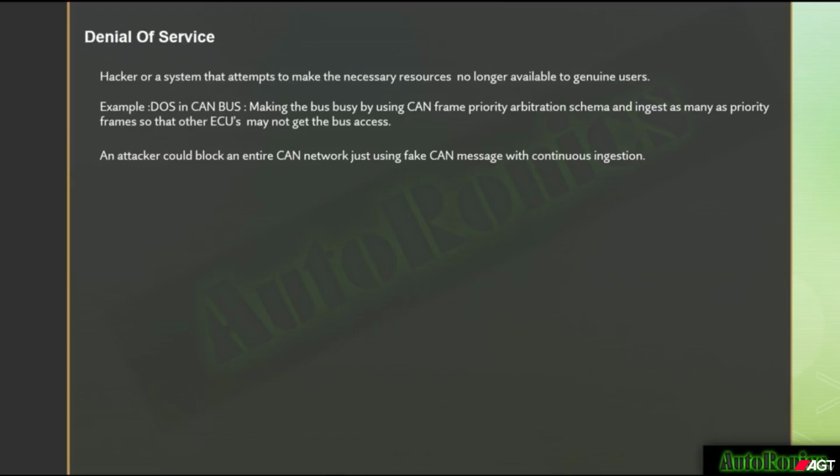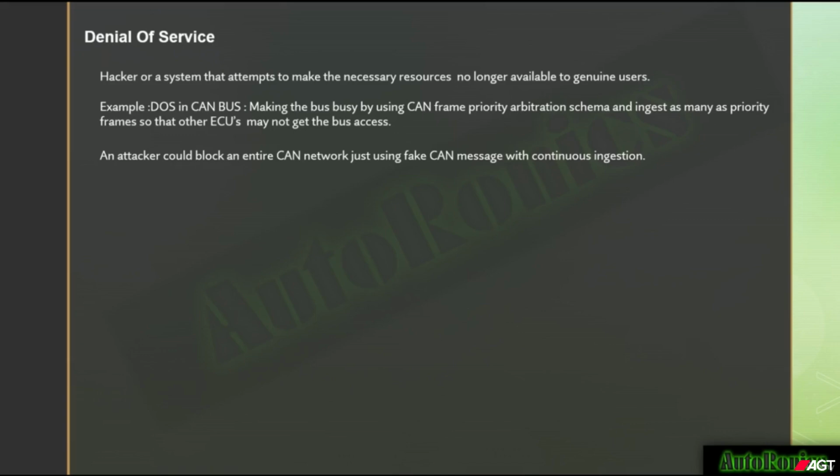So let's move ahead for the third attack, the denial of service. We'll say DOS. Basically, it is self-explanatory. What is denial of service? Stopping some service by ingesting something. A hacker or a system that attempts to make necessary resources no longer available to genuine users.